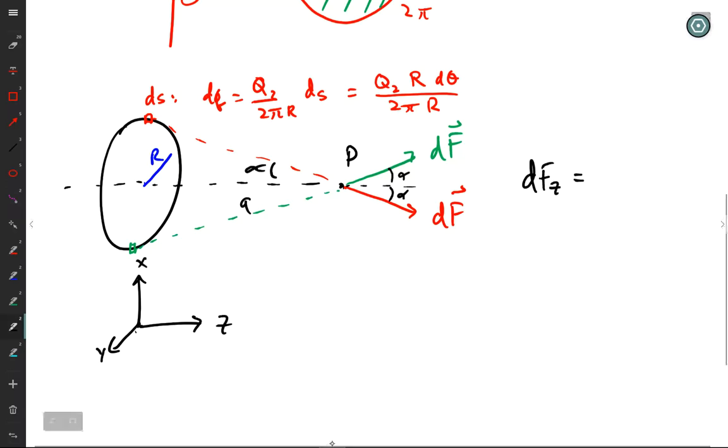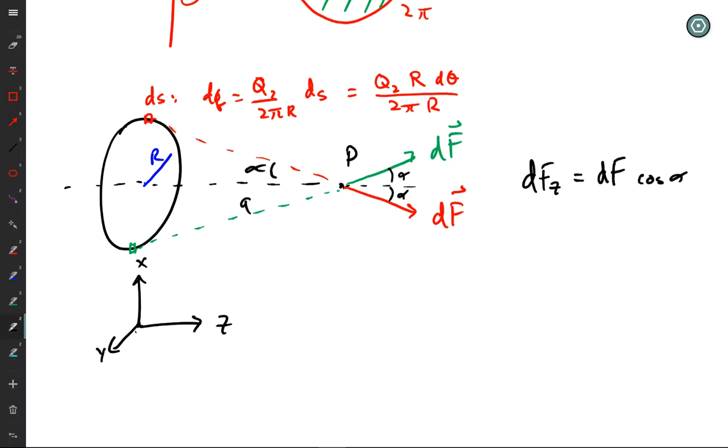So dFz is going to be equal to the magnitude of dF times cosine of alpha. Alpha is a constant for this problem because I'm a distance lowercase a away from the center of the circle, and the wire is always going to be a distance capital R away from the center of the circle.